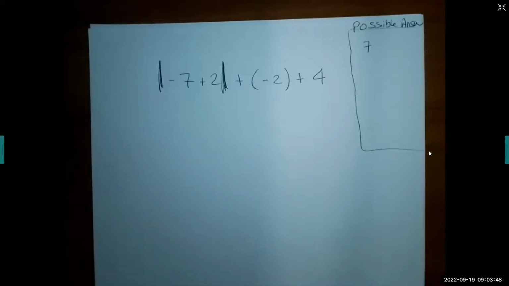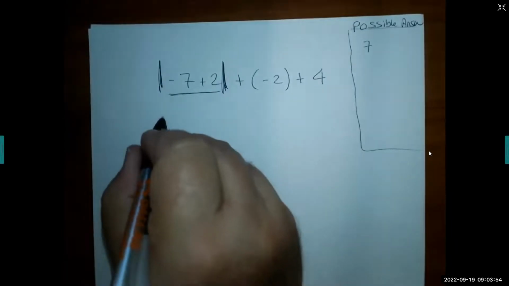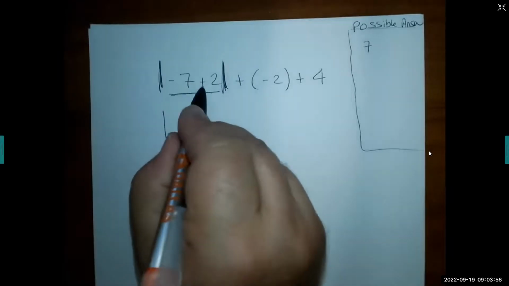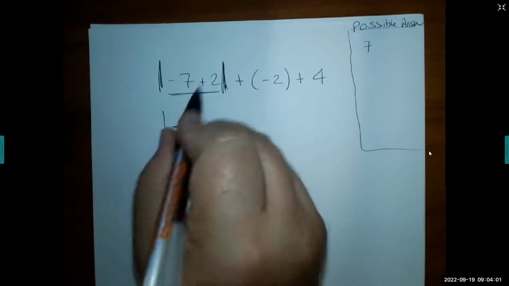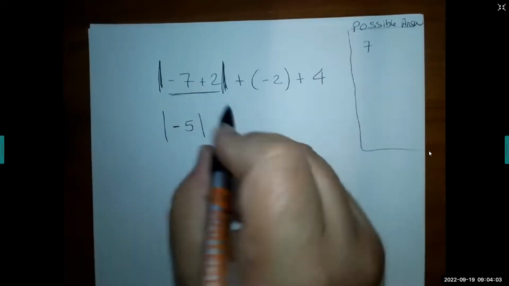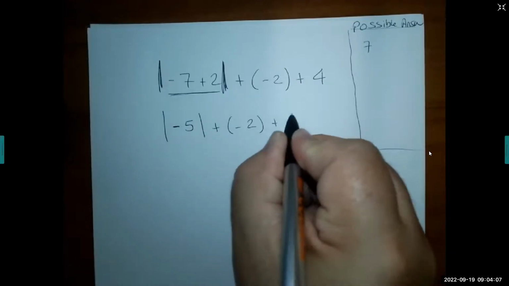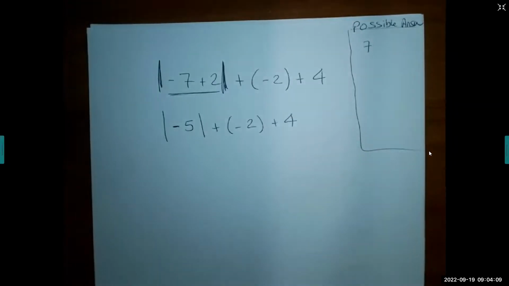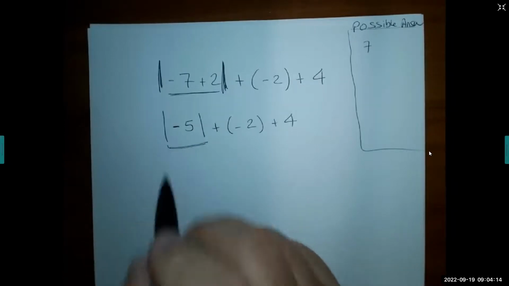Order of operations, what do you have to do first? We have to do inside the special operation. So absolute value, negative 7 plus 2. Since they're opposite signs, the 7's bigger. 7 minus 2 is 5. Write the rest of it down. Again, left to right, special operations. Yes, we have an absolute value right here. What's the absolute value of negative 5?